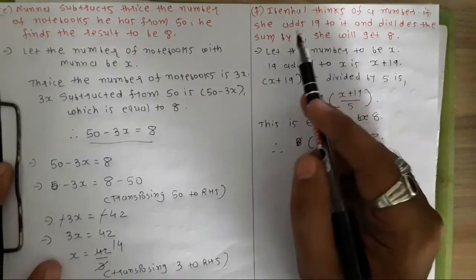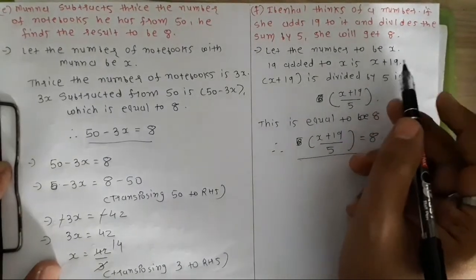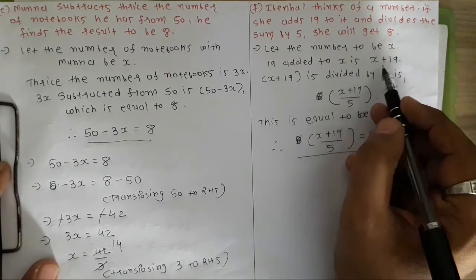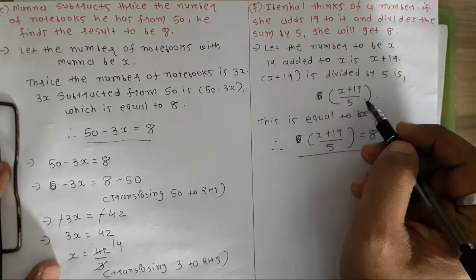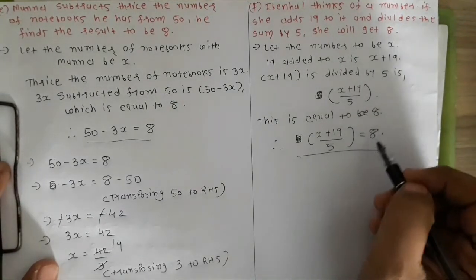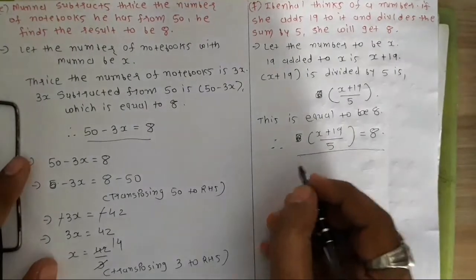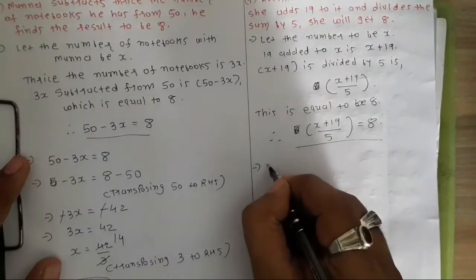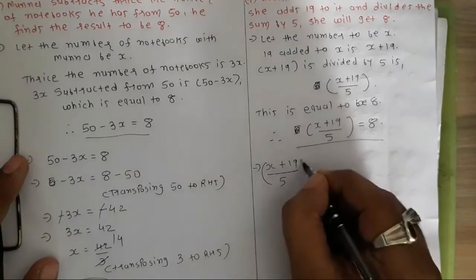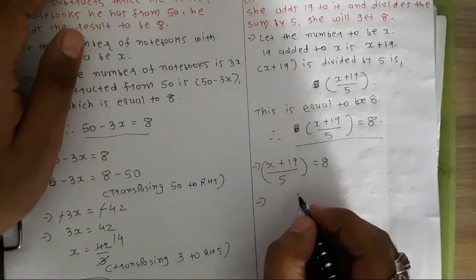So first of all, Ibn Hal thinks of a number which is x. To that she adds 19, so it becomes x plus 19. And if she divides that sum by 5, so x plus 19 divided by 5, she will get 8. So x plus 19 divided by 5 is equal to 8. Now we have to solve this and find the value of the variable x.